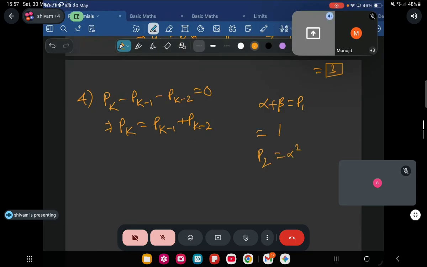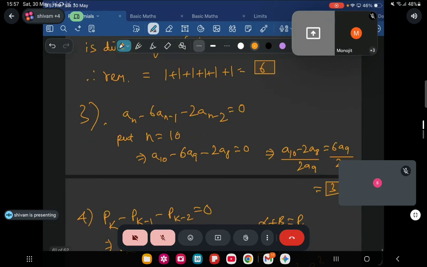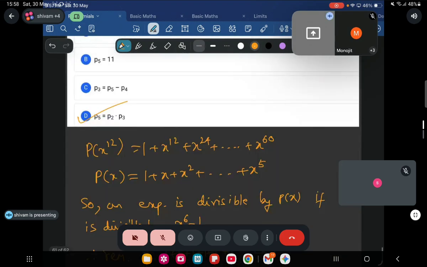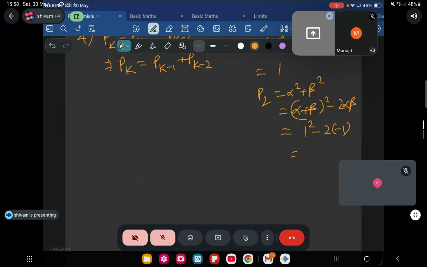Next, let us find out alpha square plus beta square also. P2 is equal to alpha square plus beta square. Alpha square plus beta square will be equal to alpha plus beta whole square minus 2 alpha beta, right? Tell me, Arush. What is alpha plus beta whole square? 1 square minus 2 into minus 1. Right? I hope it is 2 into minus 1. This will give us how much? 3. Right? Can you understand?